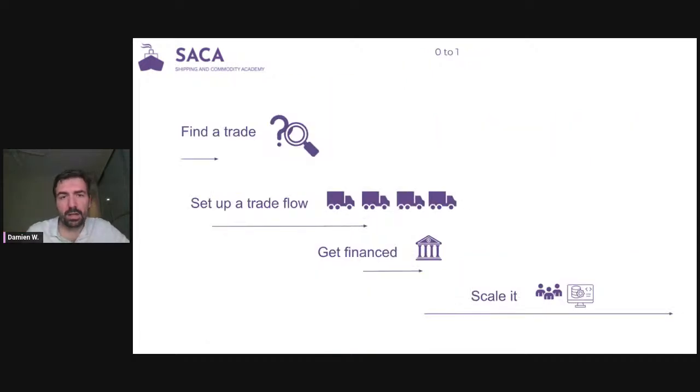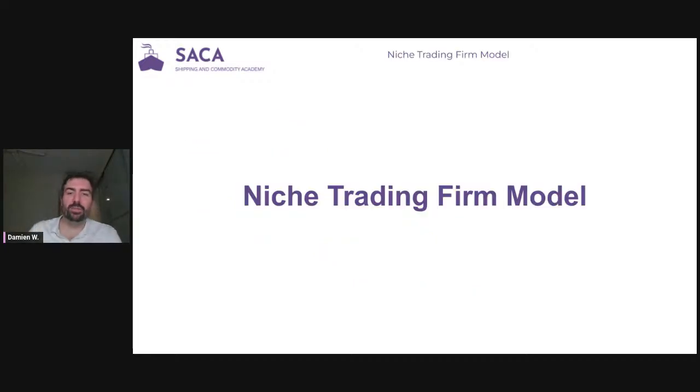So yeah, 0 to 1: find a trade, set up a trade flow, get it financed, and then scale it. It's the niche trading firm model. This is something that I really need to drill down to everyone, because I see so many people come and say, Damien, you have this opportunity for diesel, for copper cathode, for crude oil.